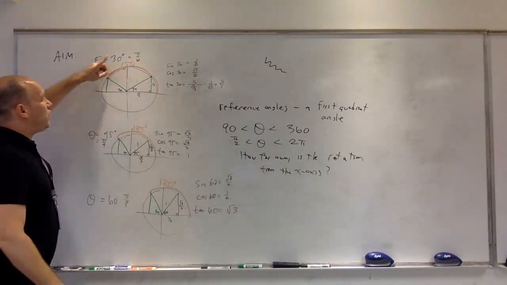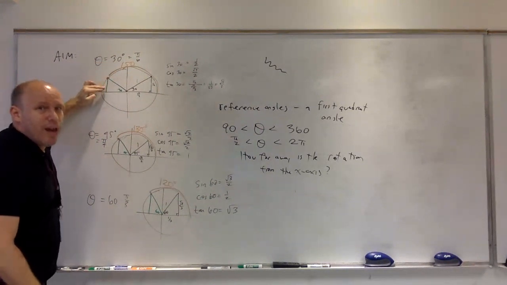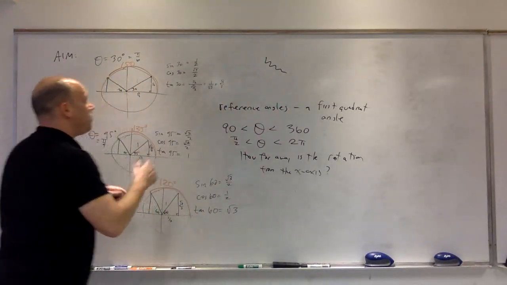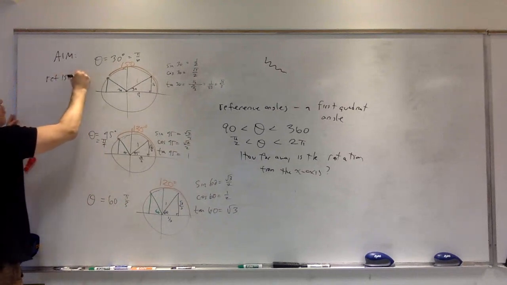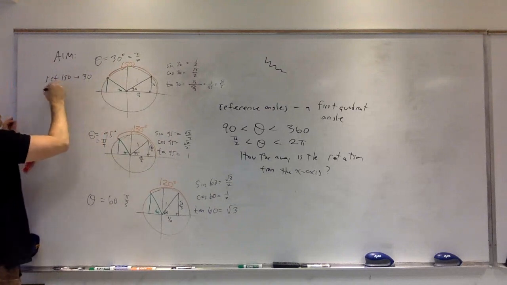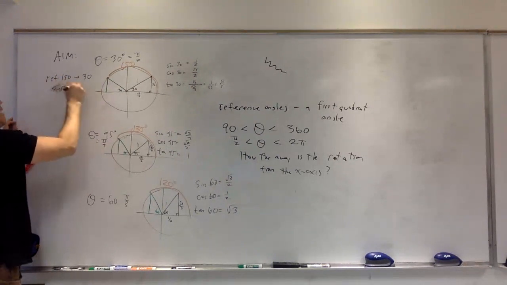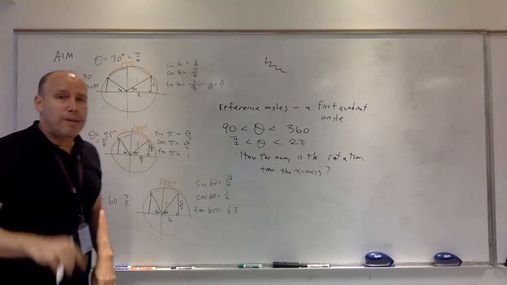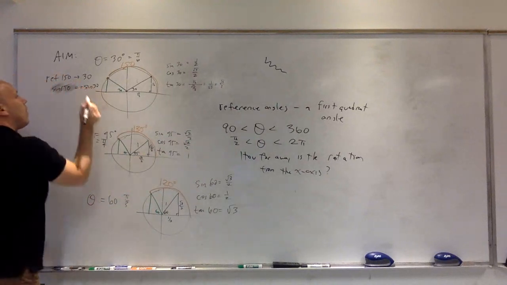So when you see 150, you say, oh, it is 30 away from the x-axis. Therefore, the reference angle for 150 is 30. That means, let's look at the sine of 30. So the sine of 150 is equal to the sine of 30. But we're not done yet. What do we know about the sine in the second? The sine in the second is positive, so it's positive sine of 30.